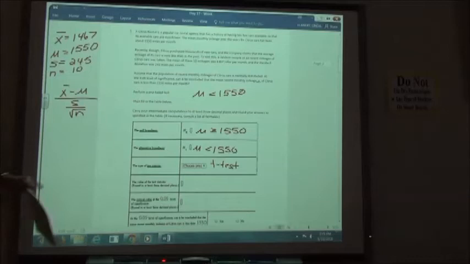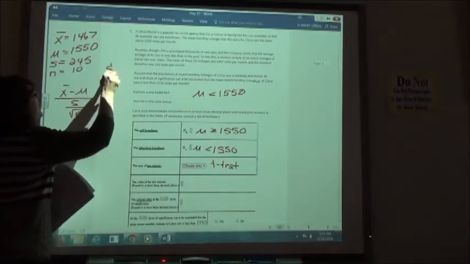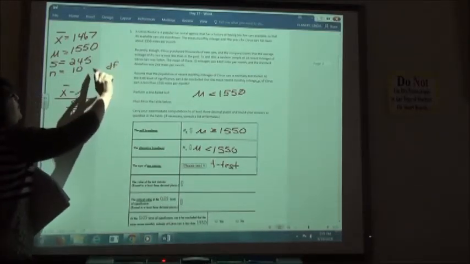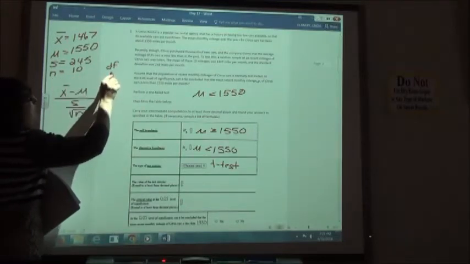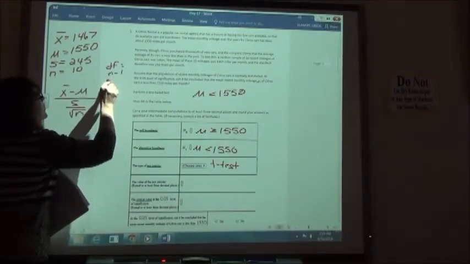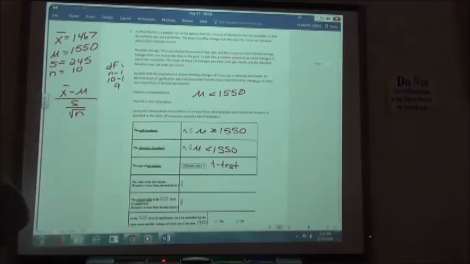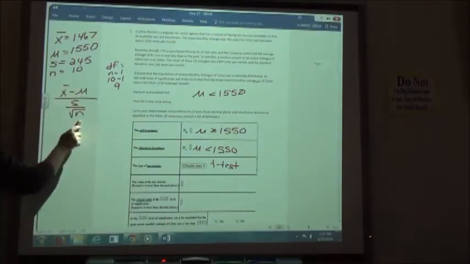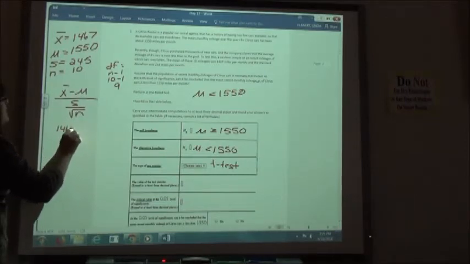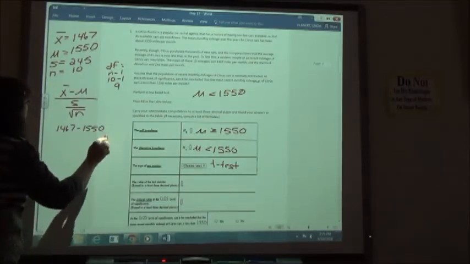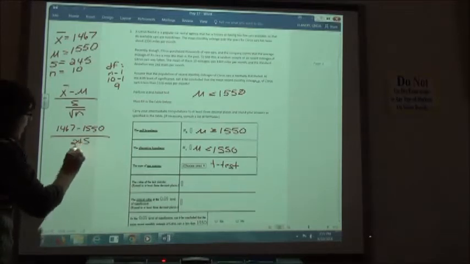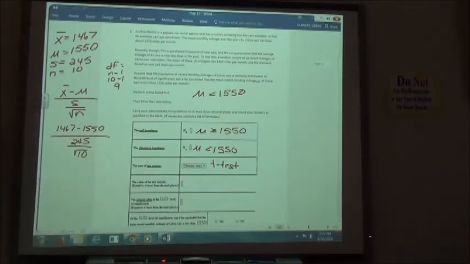One other thing we may have later is the degrees of freedom. If they do need the degrees of freedom, it's always n minus 1. So if we need to put that in somewhere, our degrees of freedom would be 9. We don't need that in the formula, but we might need it later. Plugging into our formula: 1467 minus 1550 over 245 divided by the square root of 10, and we're rounding to at least 3 decimal places.